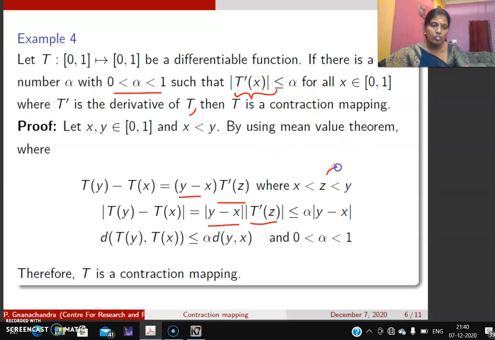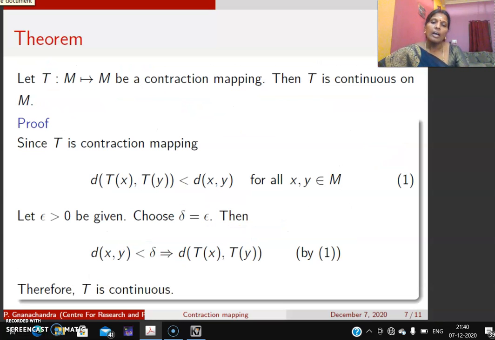See here, z also lies in the closed interval [0, 1]. Therefore, |T'(z)| is less than or equal to alpha. So we have applied this condition and we get the requirement of a contraction mapping. So, this is an example of a differentiable function being a contraction mapping.